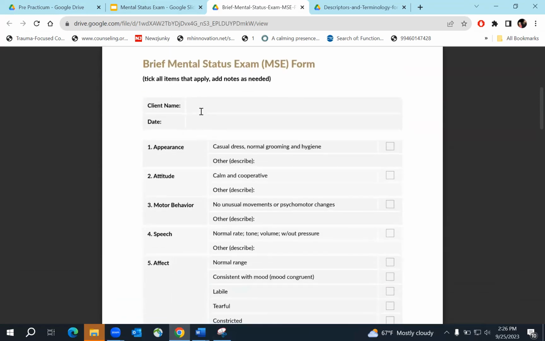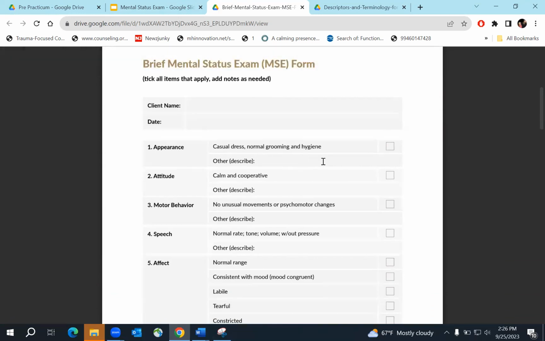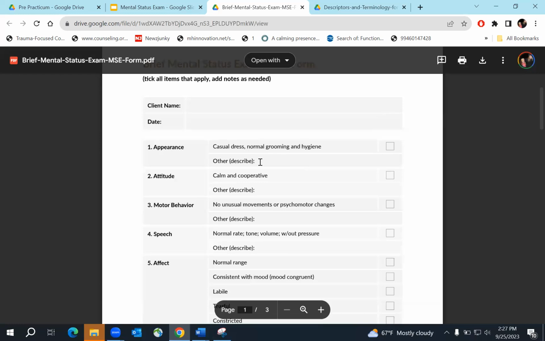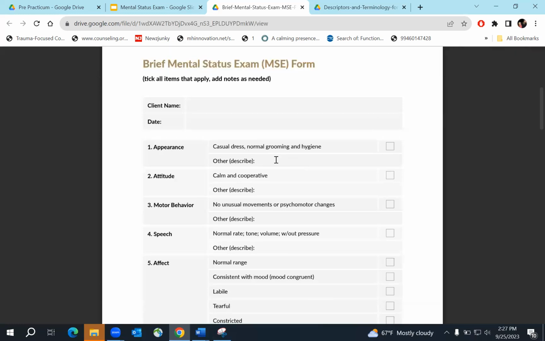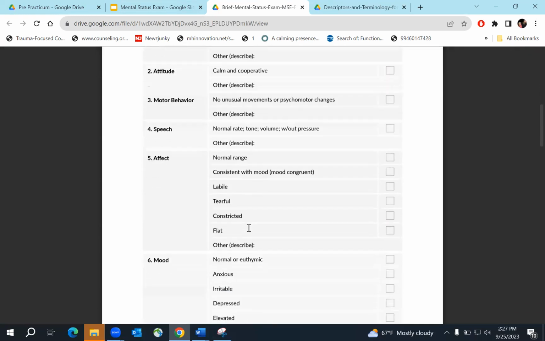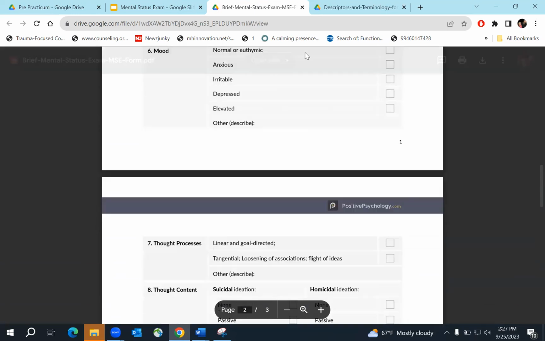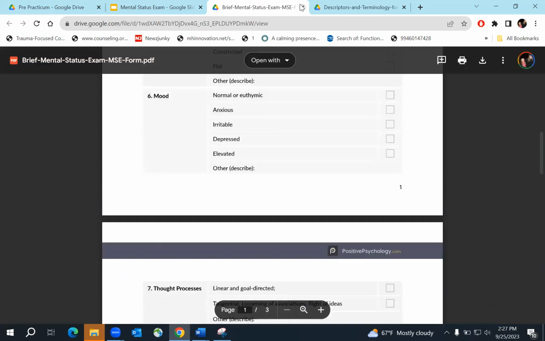You're going to put the client's name and the date, and then the rest you're just going to check off, right? If you have any descriptors or anything of note that you want another reader to understand, you're going to put that in here. So if your client comes in casually dressed, with normal grooming and hygiene, boop, you check that off. If your client comes in unkempt and unshaven and their clothes are dirty, then you write that in the other box. Attitude, calm and cooperative, boop, you check it off. If they're not calm and cooperative, then you write what's going on. And you're going to do that all the way down. So you're going to use one of these for each case study this week. So this is the brief mental status exam form.